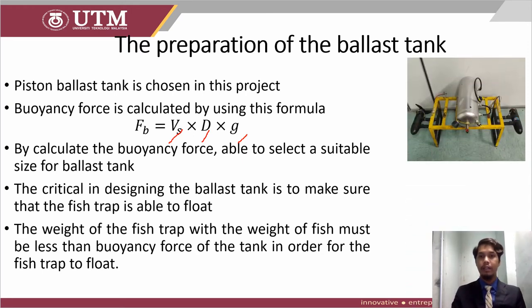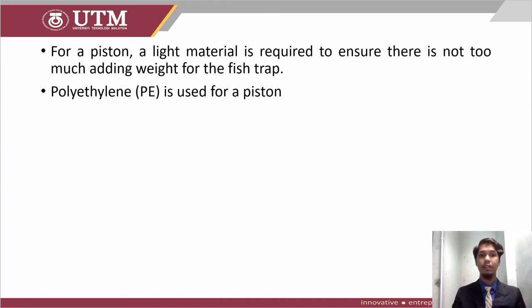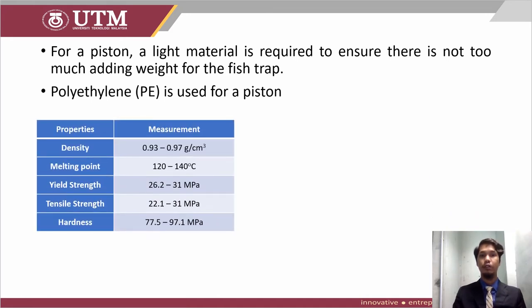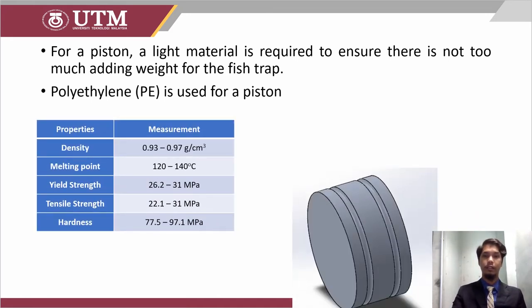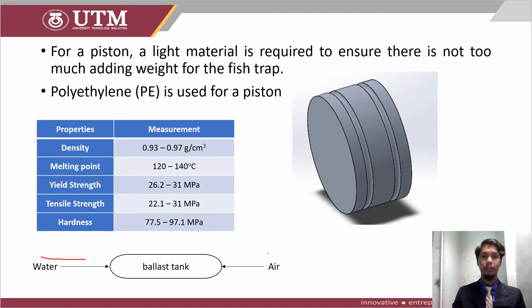This is the structure of the fish tank that will be installed, the ballast tank to float and sink. PVC pipe BS457C is used to make the ballast tank, with thickness 4.1 mm, able to withstand pressure of 6.3 bar to comply with ISO 4422/2. For the piston, a light material is required to ensure that there is not too much added weight for the fixture. So polyethylene is used for the piston, and these are the properties of polyethylene. This is the design for the piston. For the operation, the water will go inside one side and the air will go inside the other side.